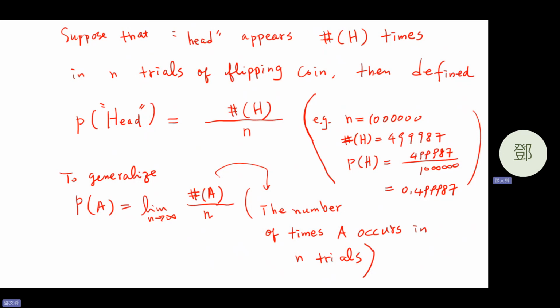So what is the difference between classical probability and empirical probability? The classical probability is also called God's probability, G-O-D. And empirical probability is a seeing-is-believing probability, 眼见为凭. They are different. Okay, 10-minute break.